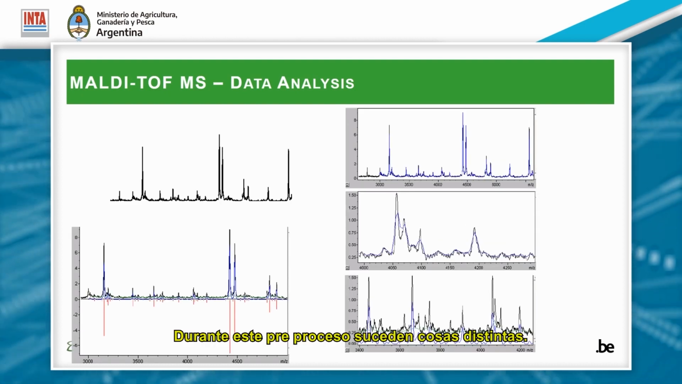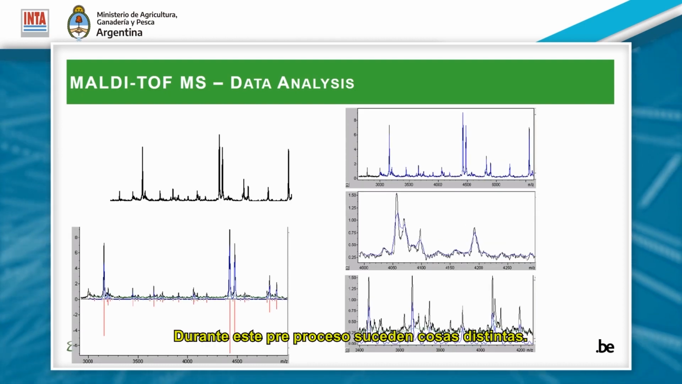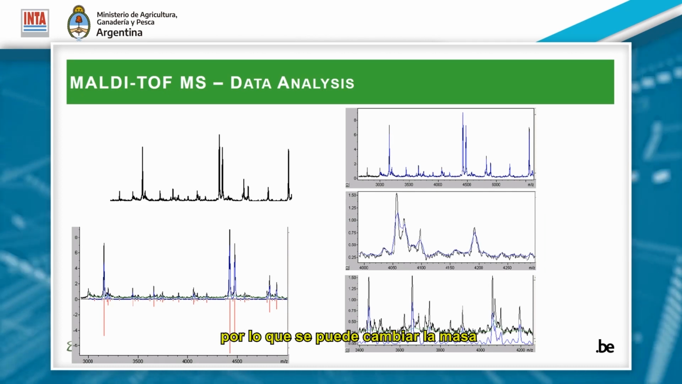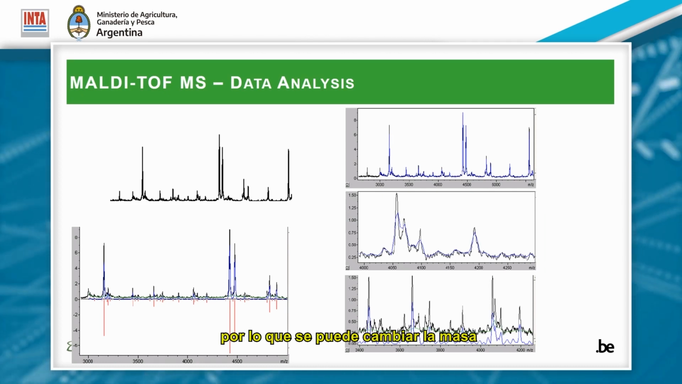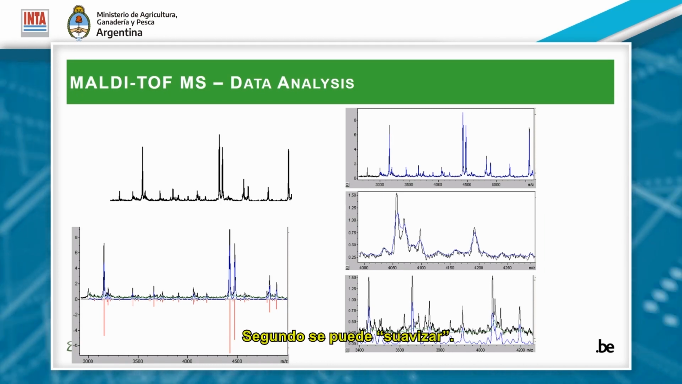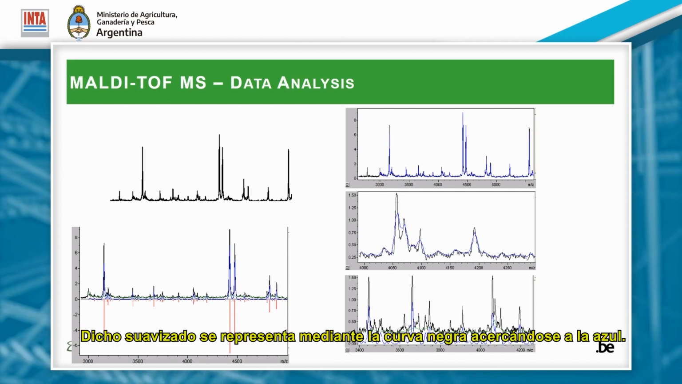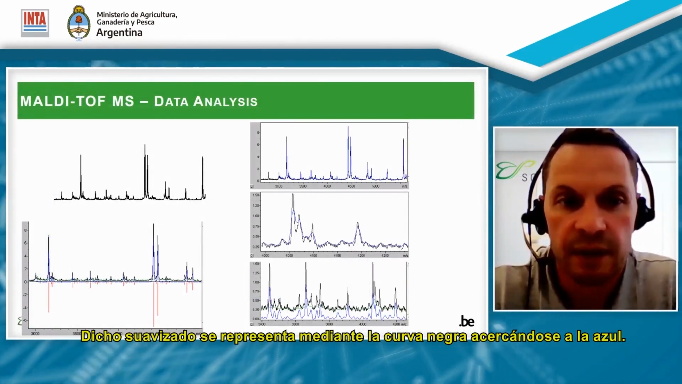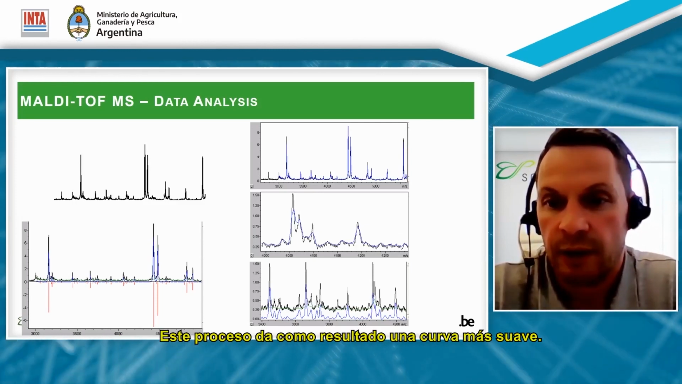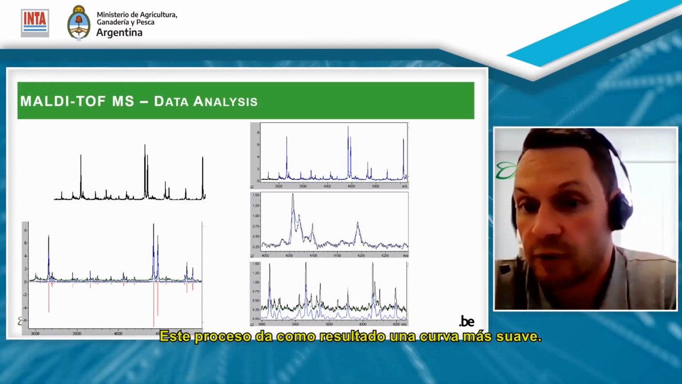Now, during that process, different things are going on. First, you can have a mass adjustment. So you can change the target mass range you want to analyze. Second, you can do a smoothing. The smoothing is represented by the black towards blue curve. Smoothing results in a smoother curve.